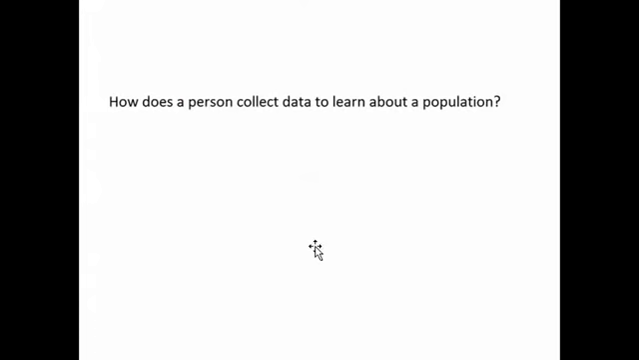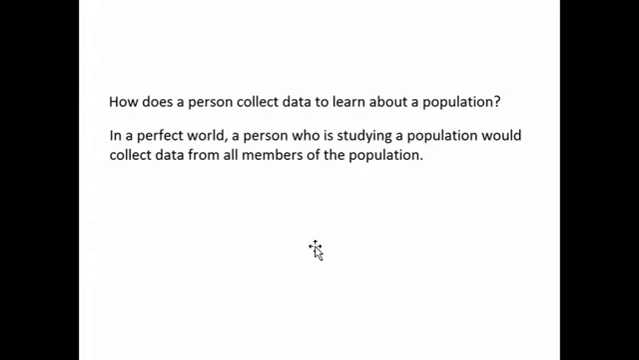So how does a person collect data to learn about a population? Well, in a perfect world, a researcher would collect data from every member of the population that he or she is studying. The reason why is because if you collect data from all members of a population, you get perfectly accurate information about that population.